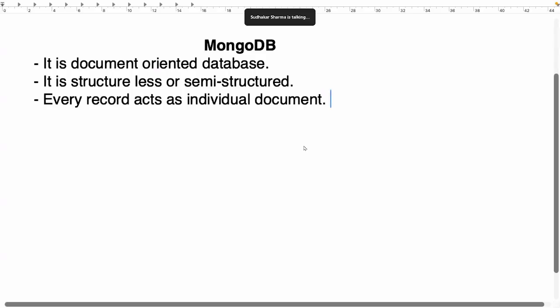So it is a document oriented database. The advantage is that it stores only what is needed. That is not possible everywhere, right? So MongoDB is document oriented. That means it is semi-structured or structureless. Every record acts as an individual document.